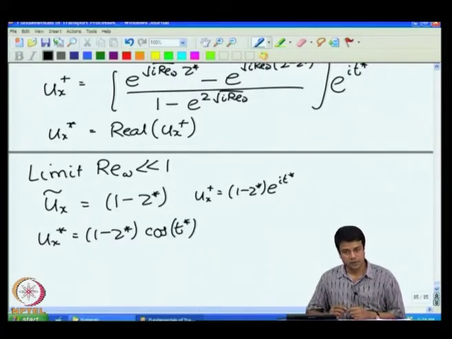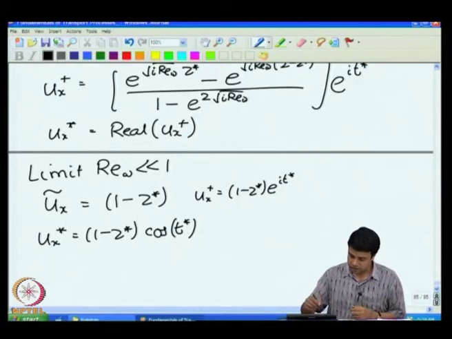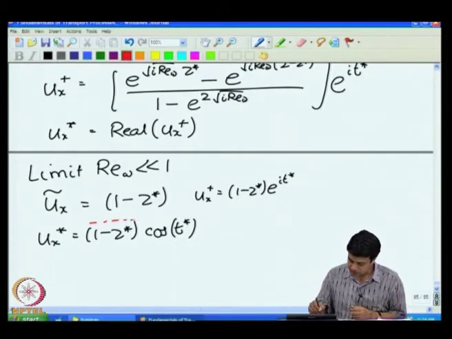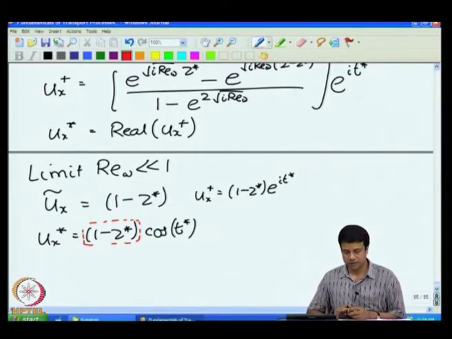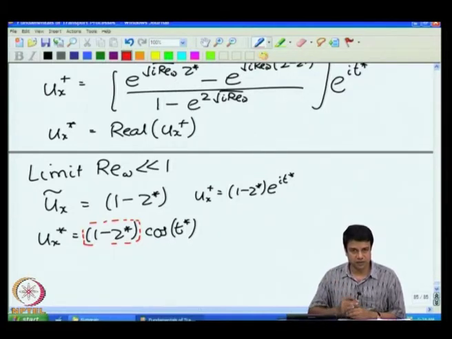Note that ux star is equal to 1 minus z star. This part alone is the solution for the steady velocity between two plates. If you have velocity equal to 0 at z star equal to 1 and 1 at z star equal to 0, for a steady flow you would get a solution of the form 1 minus z star. In this case, I am getting a solution of the form 1 minus z star times cos t star. Cos t star is the instantaneous velocity of the bottom surface.